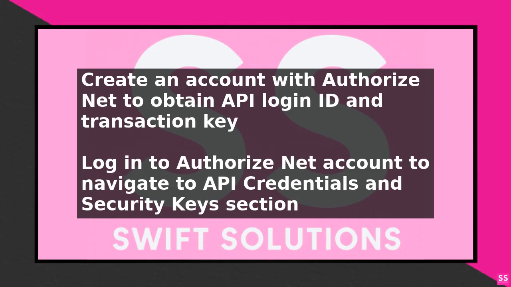First, log into your Authorize.Net account and navigate to the Account section. Then click on API Credentials and Security Keys. Here you will find your API login ID and transaction key. Copy and save them securely as you will need them later.